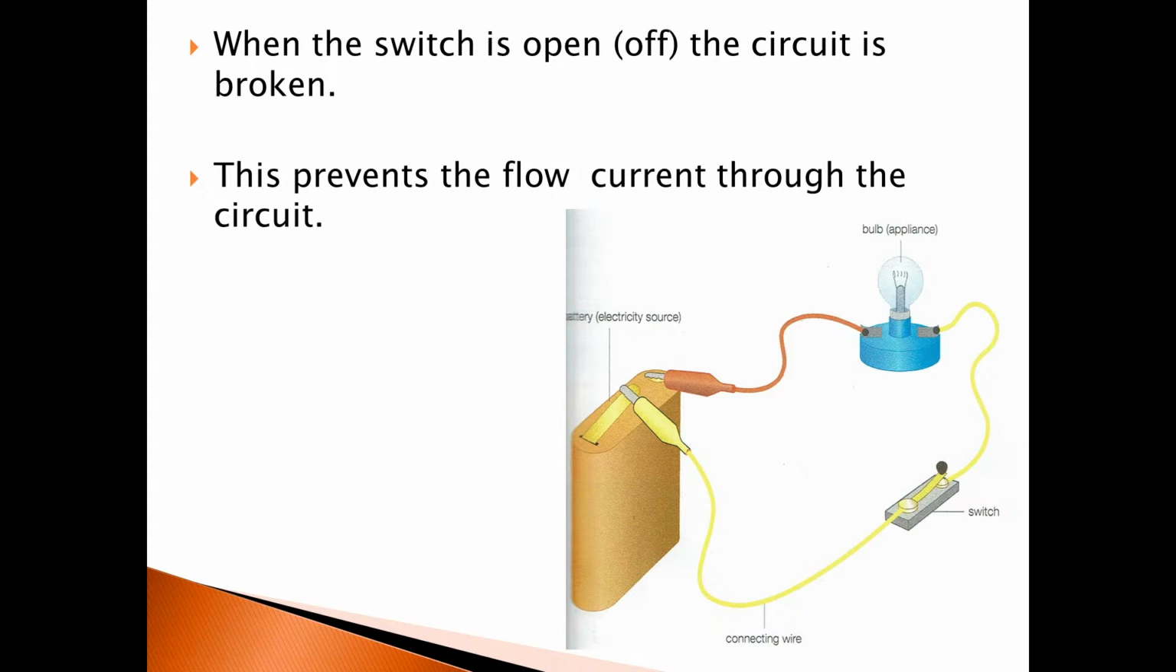When the switch is open, and that is off, the circuit is considered to be broken. So looking at the switch now, the black section that you're seeing there, the switch seems to be open now. So you're not going to have any light coming to the bulb unless that black section, the switch, is now closed. This prevents the flow of current through the circuit.